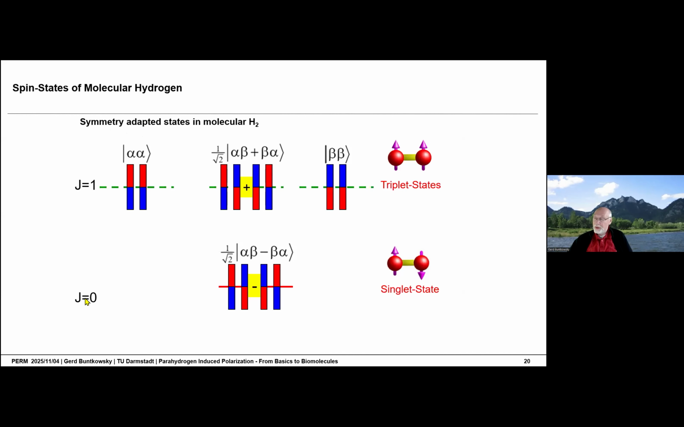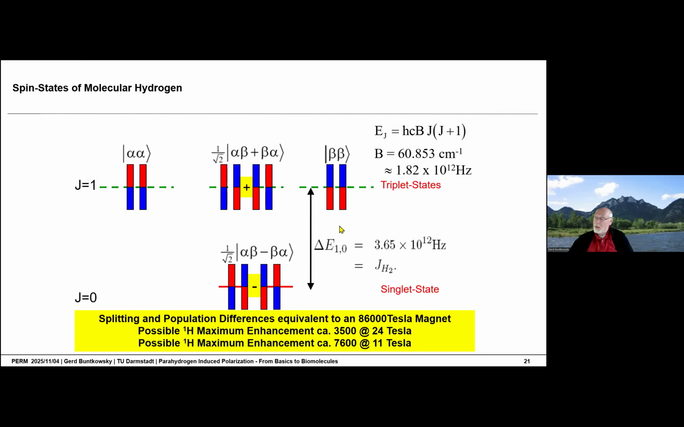So for the parahydrogen, we have a nuclear singlet state. For the orthohydrogen, we have basically a nuclear triplet state. And the energy splitting between these states is something like 3.6 times 10 to the 12 hertz, which basically corresponds to a J-coupling of this size.